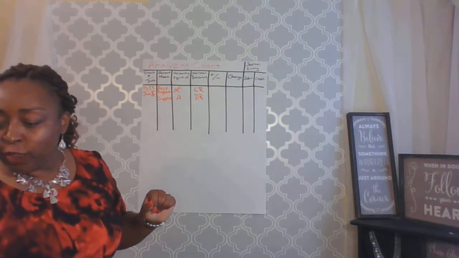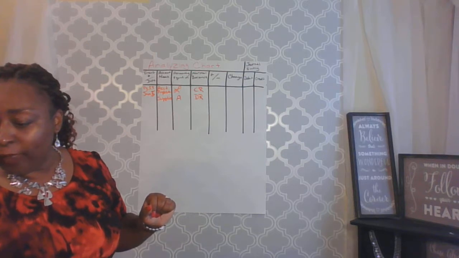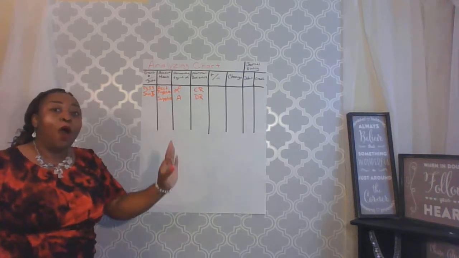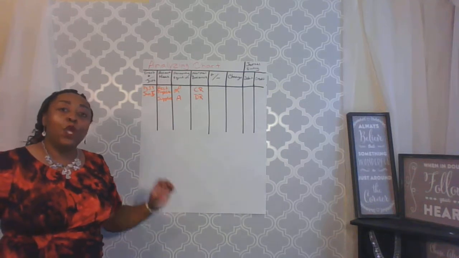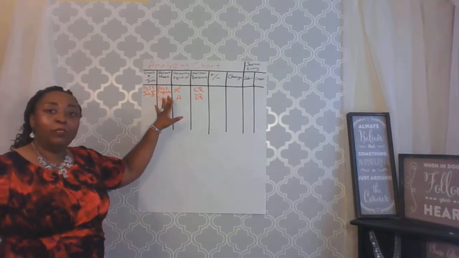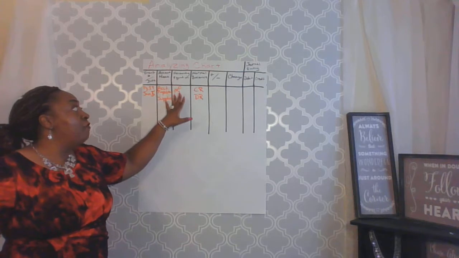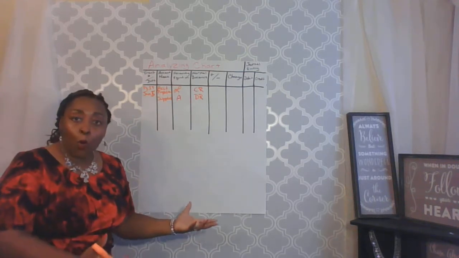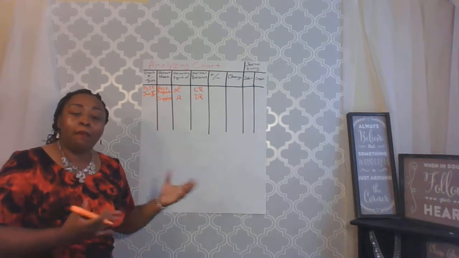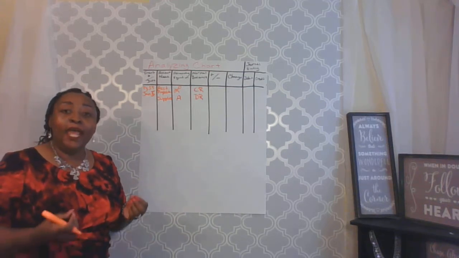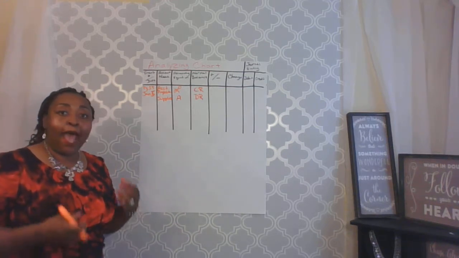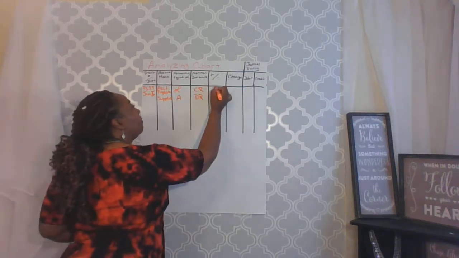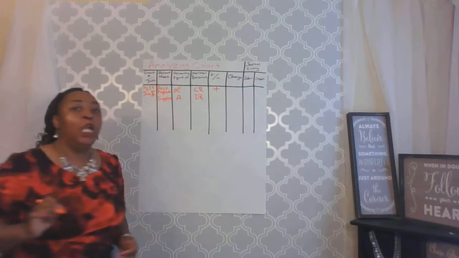So the transaction is bought supplies on account from Canyon Office Supply, $220. If I bought supplies on account, do I have more or less accounts payable? Meaning, do I have more or less liability? Meaning, do I owe more or less based on this transaction? And the answer is more. I owe more. I have more accounts payable. I have more liability. So that is a plus.